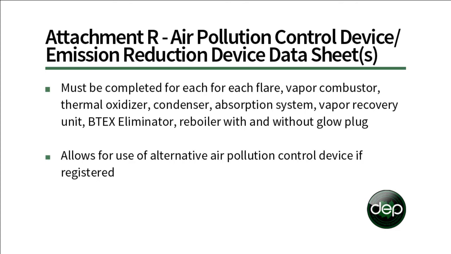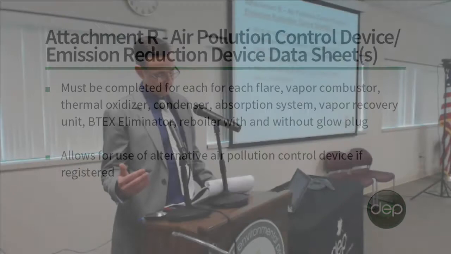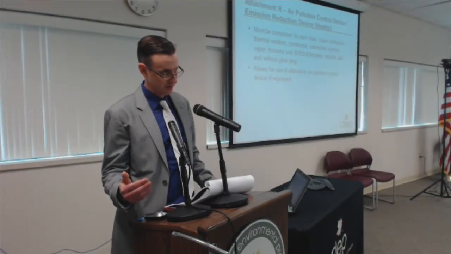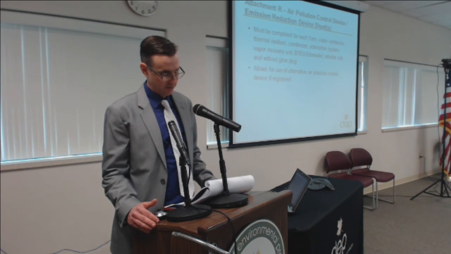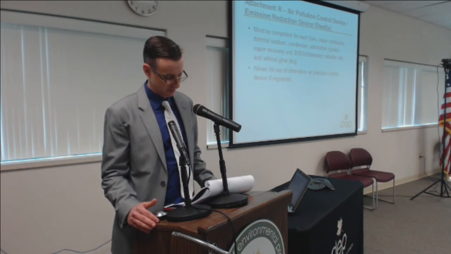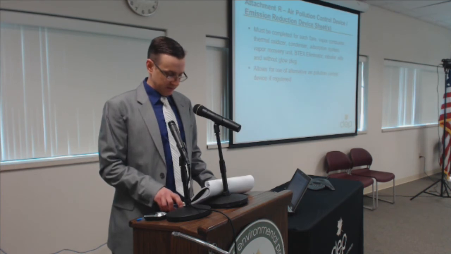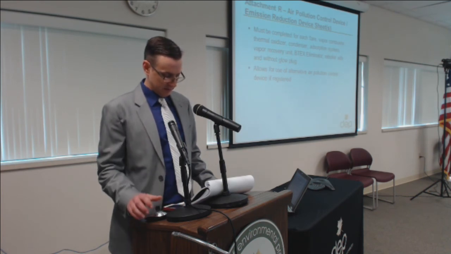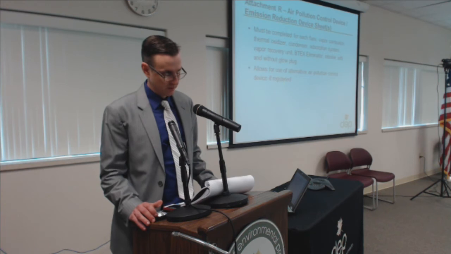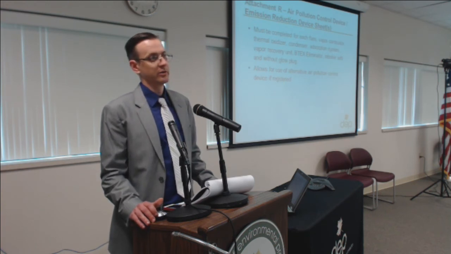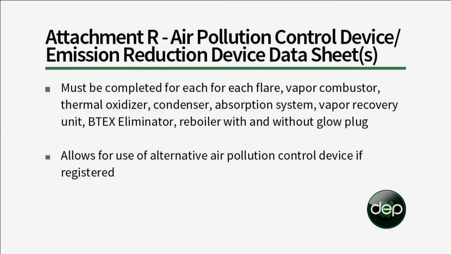And so at this point is when I'm going to get into detail about the different control devices or emission reduction devices that are covered under this general permit that I talked about earlier. So we'll go through the details of that now so you can see the various options that this general permit affords. Another thing about this general permit is it's been designed to allow for the use of an alternative air pollution control device if you tell us about it up front.